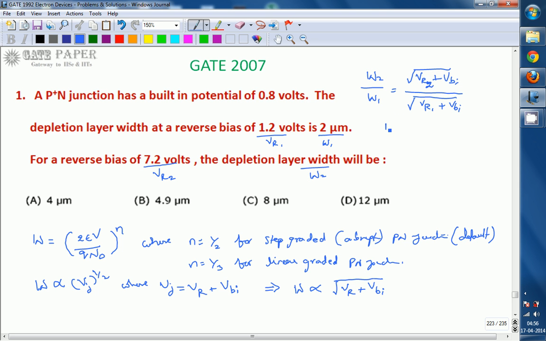So W2 divided by W1 is the square root of (7.2 plus 0.8), that is 8, divided by (1.2 plus 0.8), that is 2, so what you will get is 2. So W2 is equal to 2 into 2, which is 4 micrometers. The width of the depletion region increases by 2 times. So the right option for this question is A.